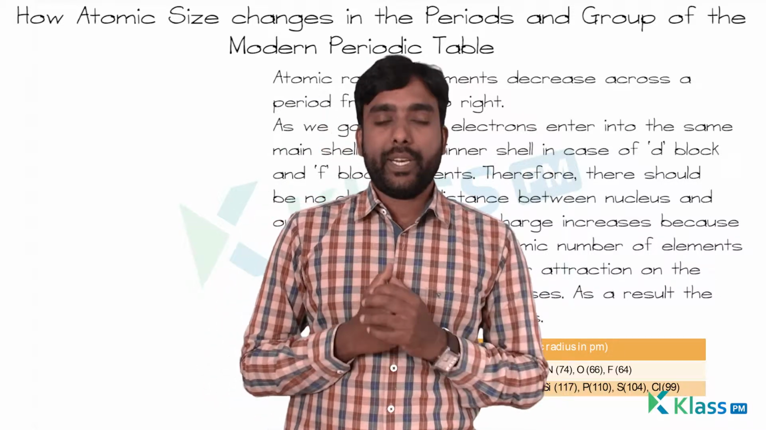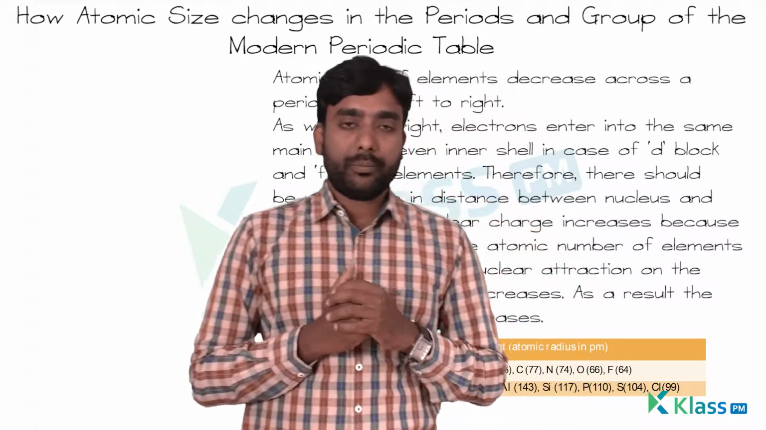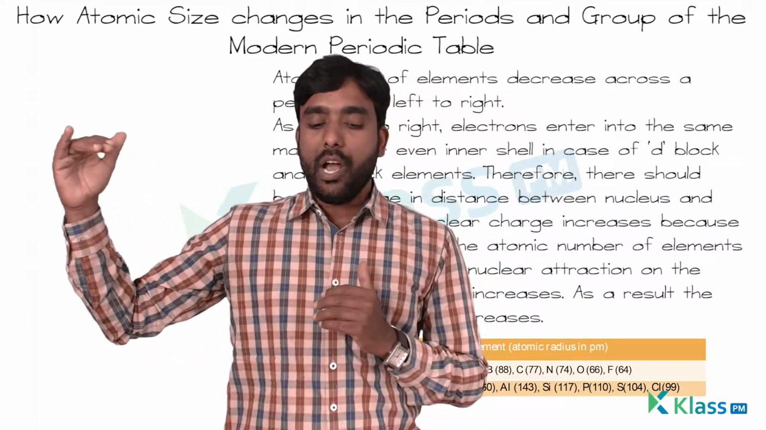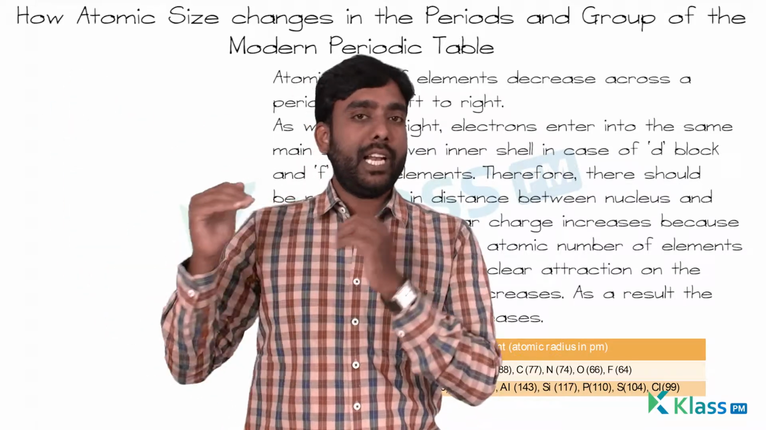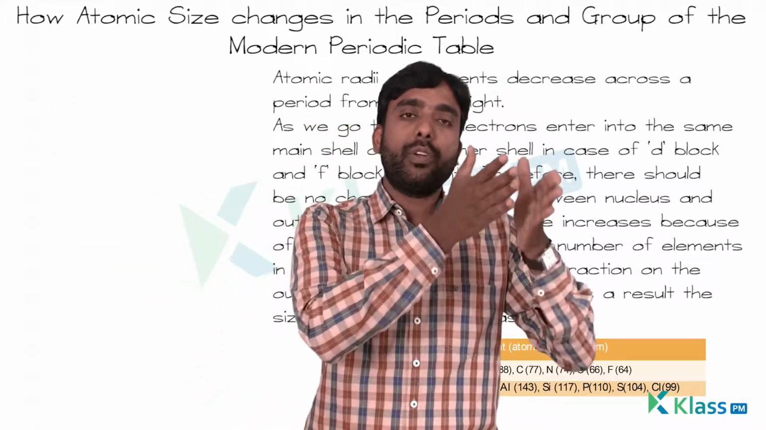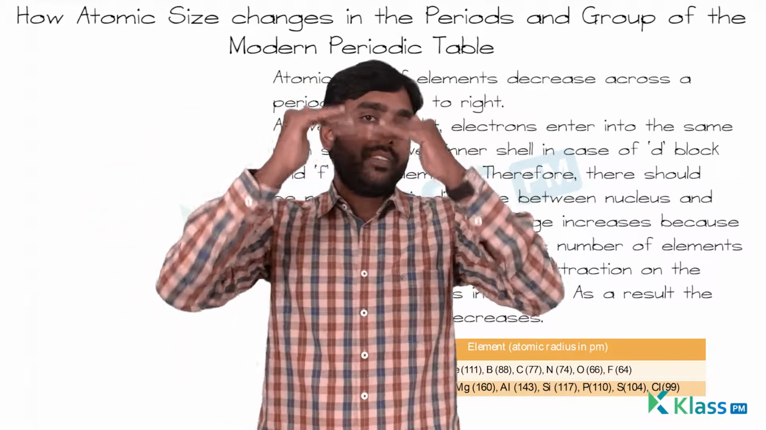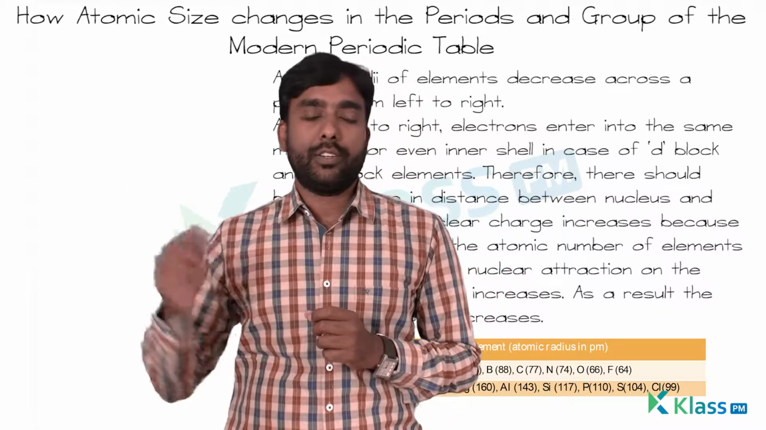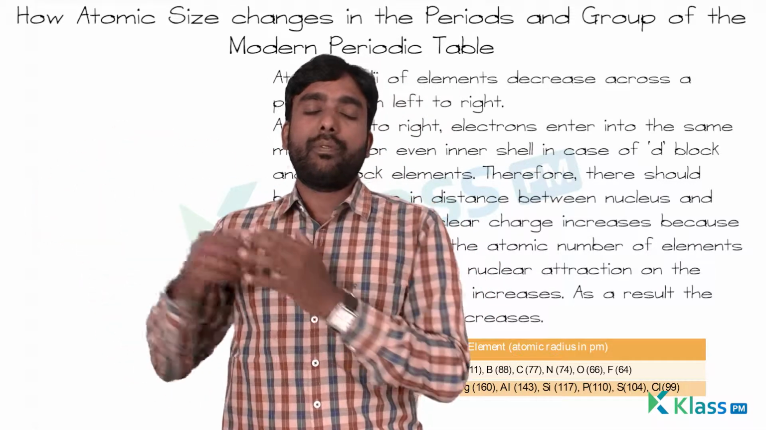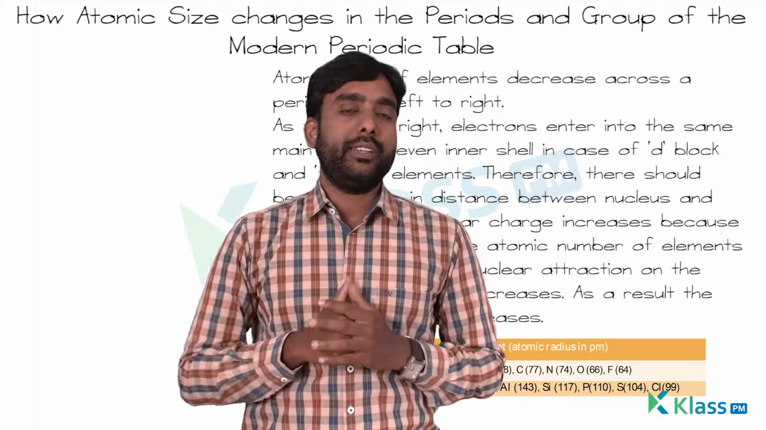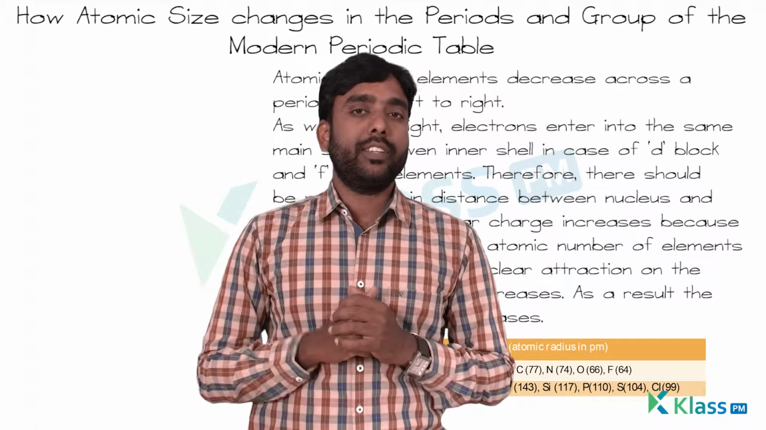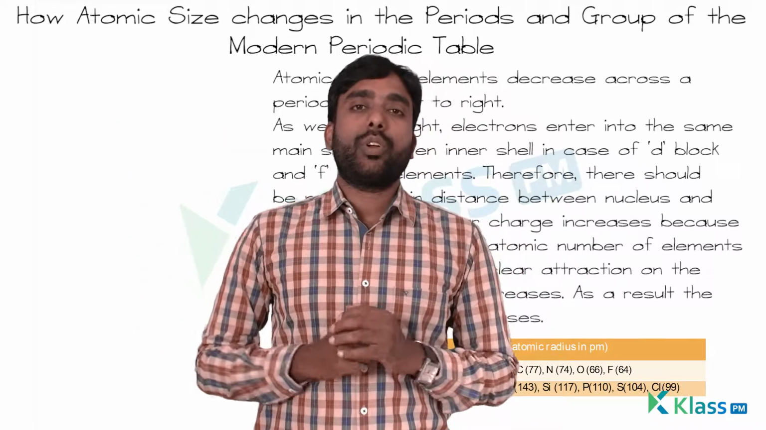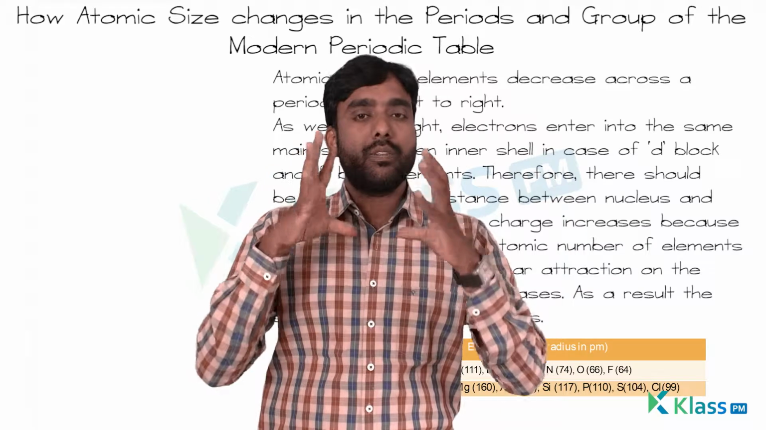We'll take the second period. In the second period we have lithium, beryllium, boron, carbon, nitrogen, oxygen, fluorine and neon. These are the elements present. As you are moving from lithium to neon, atomic size gradually decreases. Why? Here you should get a doubt: when you are going from left to right, the number of electrons is increasing, so why is atomic size decreasing? Because the newly coming electrons are joining into the same valency shell.